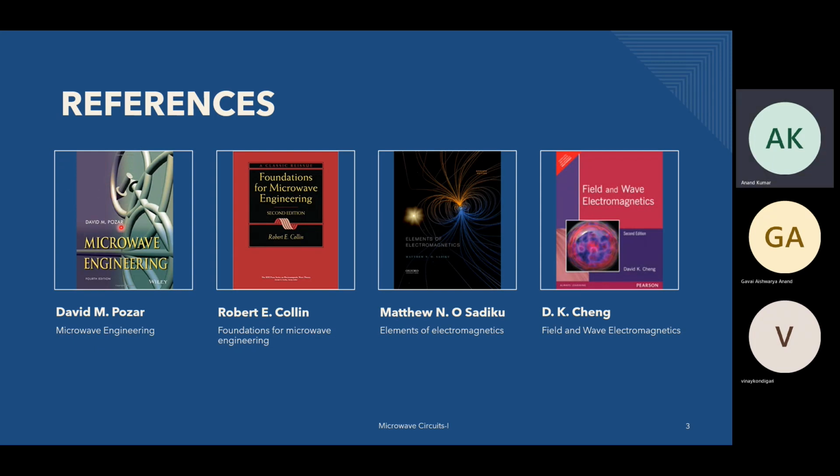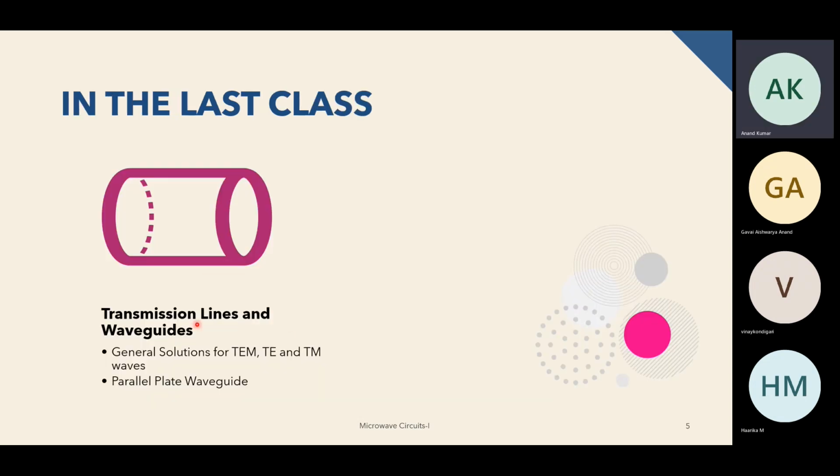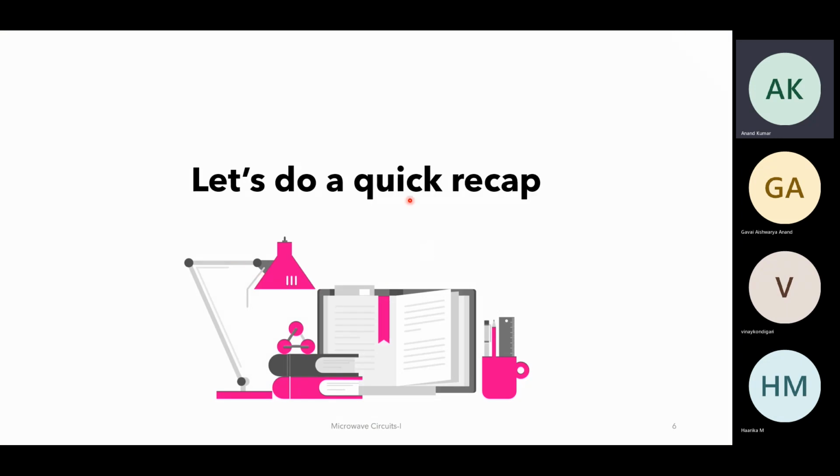So we'll continue with our discussion from the previous week. We are following David Pozar, and we are here in module 4. We'll finish module 4 today and we'll start with module 5 maybe tomorrow or by next class. In the last class, we discussed the general solutions for TEM, TE, and TM waves, and we started with parallel plate waveguides. So we'll quickly discuss whatever we covered in the last class.